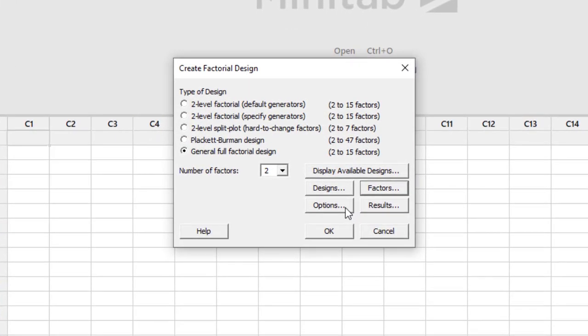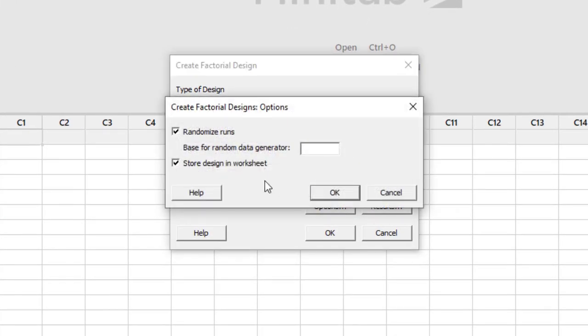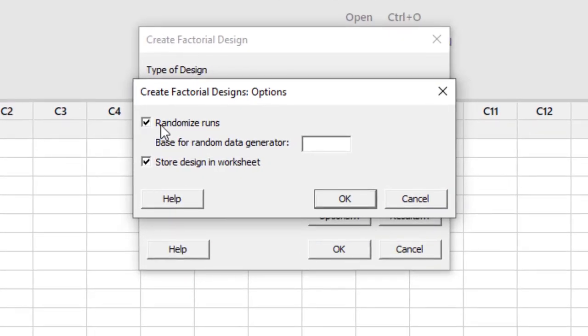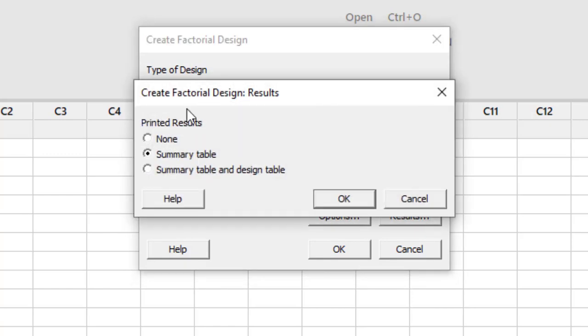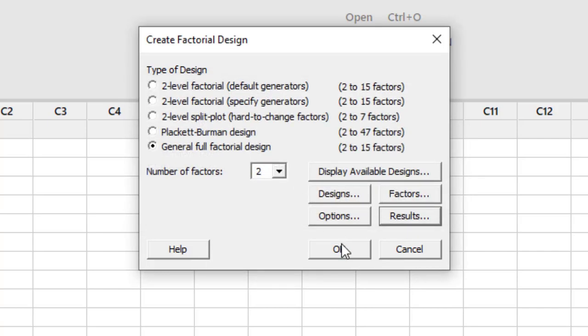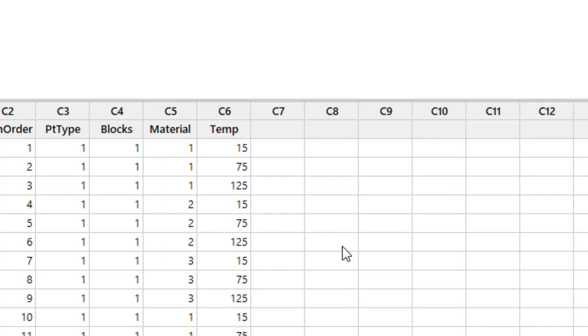Click OK. Then you will have to click on Options. Always uncheck Randomize runs, because if you leave it checked, it will be very difficult for you to input the whole data. Then Store the design in the worksheet, which means the design will be stored in this sheet. Uncheck randomize runs, click OK. Then Results: I will need the summary table. Okay, fine. Just click OK.